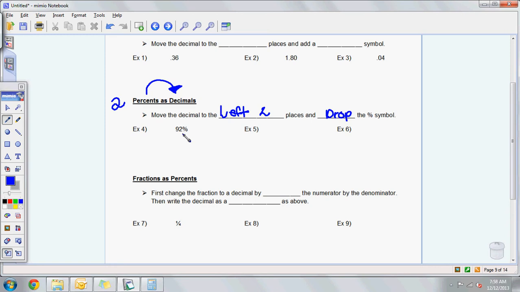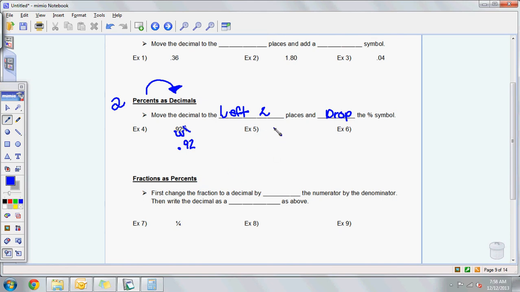So here we have ourselves a percent. When you have a percent, you have a little hidden decimal right at the back, even though it's not written. So to change it to a decimal, we're going to take that hidden decimal and do 2 little swoopies to the left. So we're going to go 1, 2, and our decimal is now in the front. So our decimal is going to be 0.92, and we do not need the percent symbol because it's now a decimal. So 92% is the same thing as 0.92.